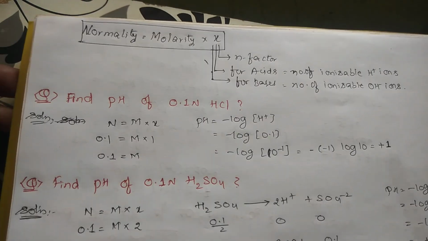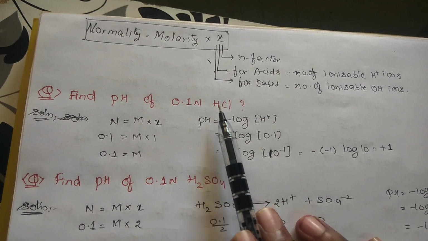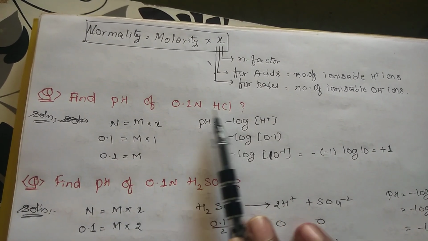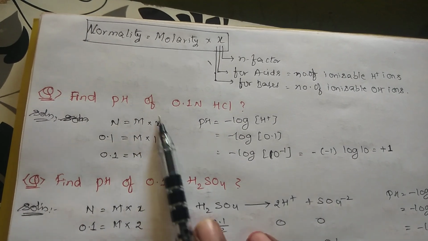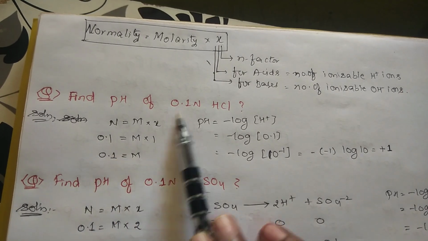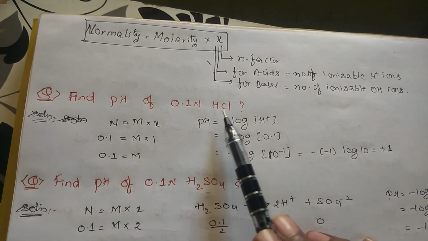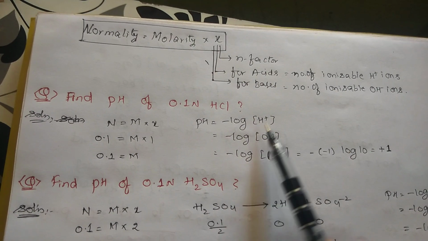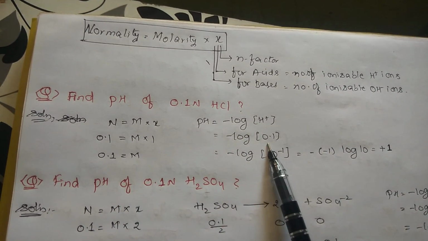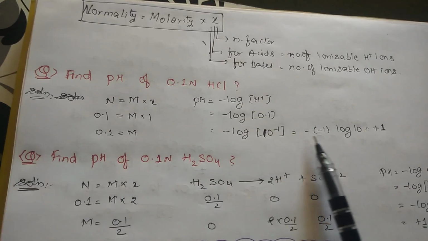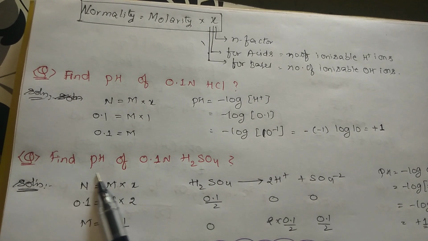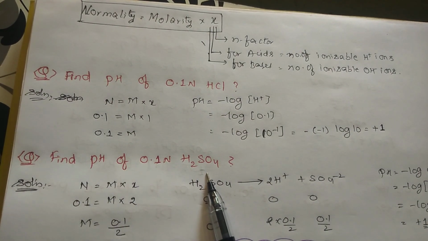Now let me take this one, find the pH. All strong acids only we are doing. Find the pH of 0.1 normal HCl. Normality is equal to molarity into X. This X is the number of ionizable H plus, how many are there? 1. Normality has been mentioned as 0.1, so M is equal to 0.1. Now pH will be equal to negative logarithm of H plus ions concentration. H plus is how much now? 0.1. Negative logarithm of 10 power minus 1, finally you will get the answer as 1.